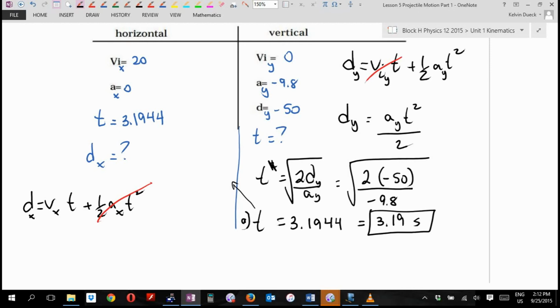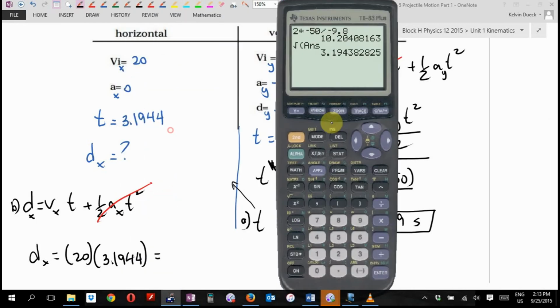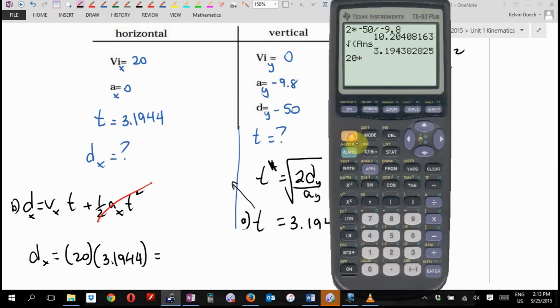What am I trying to find? dx. Do I know Vx? 20. Do I know time? 3.1944. In fact, I'm going to use my answer button. Hopefully you had a good physics teacher who went on a rant about getting a good calculator the first couple days. So for B, dx is going to be 20 times 3.1944. That far.